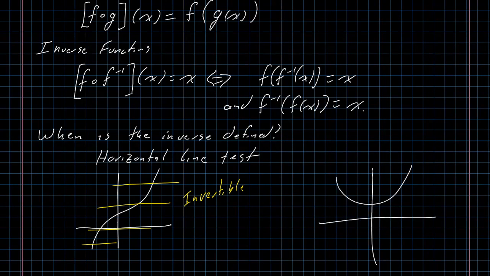If you have a function that looks more like this, there's a horizontal line which passes through the curve more than once. So that's not an invertible function. Great. Those are the ideas that you should be familiar with thinking about functions, specifically real valued functions of one real variable, the types of functions you worked with in high school algebra and in college algebra and in calculus.